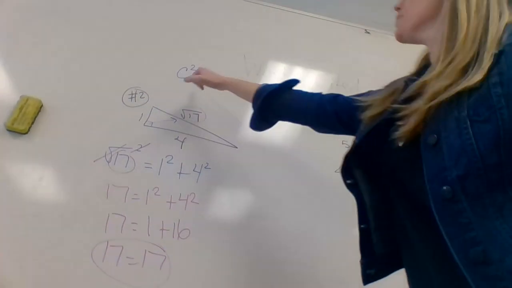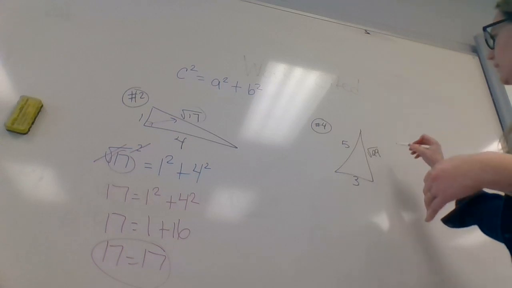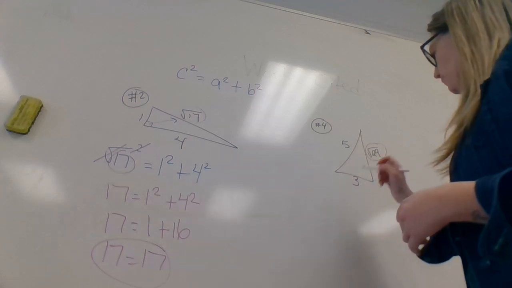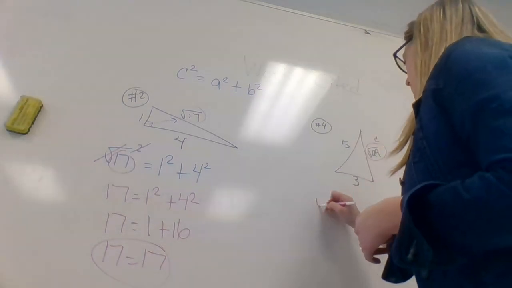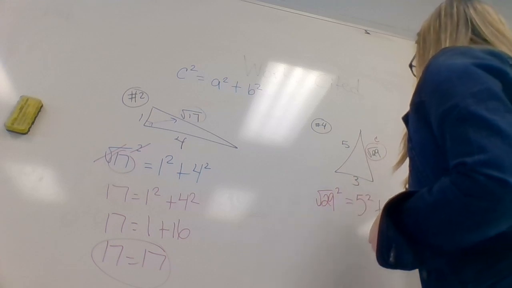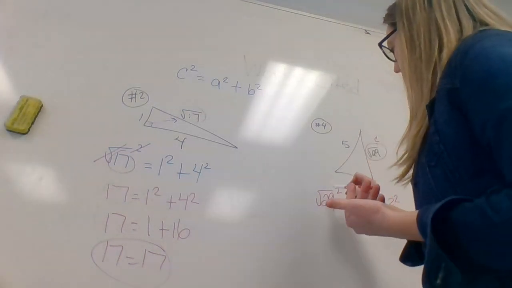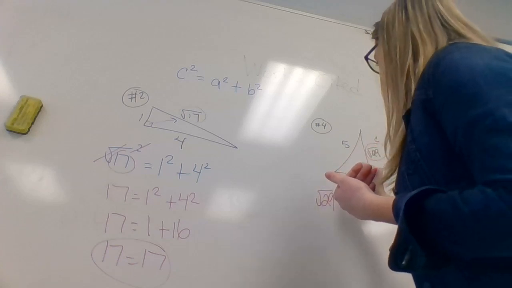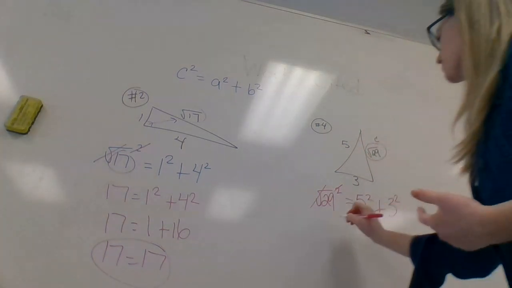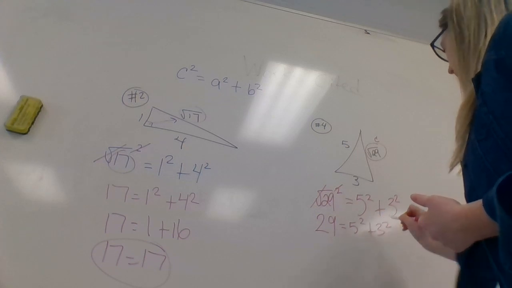Number 4, again, we're trying to prove that c squared equals a squared plus b squared. So again, we got a square root here, and we're going to assume that this is the right angle. So this is c, so the square root of 29 squared equals 5 squared plus 3 squared. So in this case, again, remember, to undo a square root, you square. To undo a square, you square root. All you're doing is canceling that out, so you're left with 29 equals 5 squared plus 3 squared.